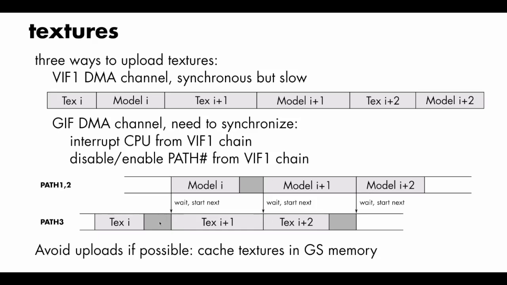yeah, it's called mask path 3, right? So with mask path 3, you can sort of synchronize these two chains and have texture upload be somewhat more efficient. And of course, it's good to avoid uploads if you can. So caching textures in GS memory is good, but it's only 4 megabytes, so it's not so much. But yeah, caching is a challenge. This path 3 gating is another challenge. But that's the fun in programming the PS2, of course.